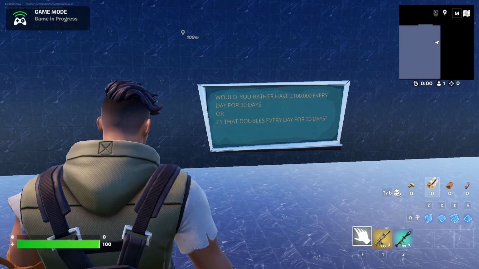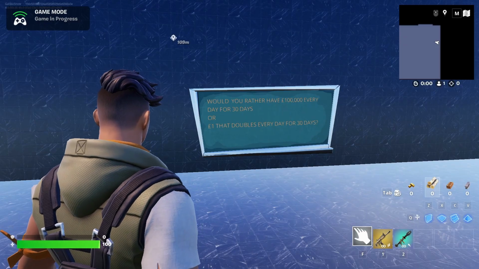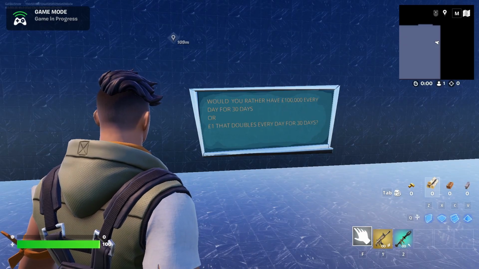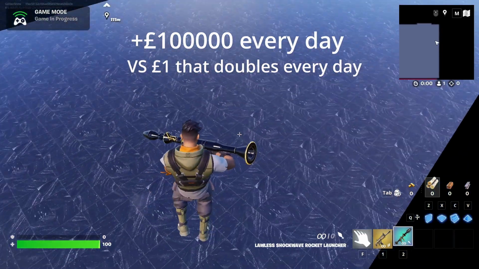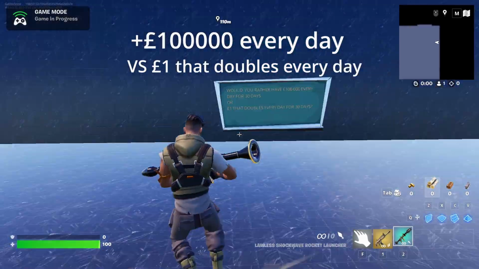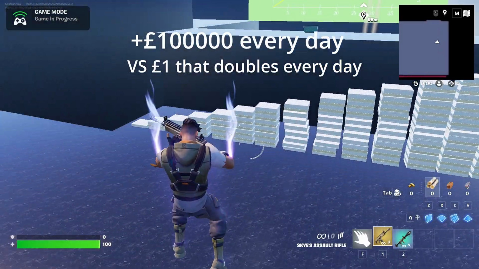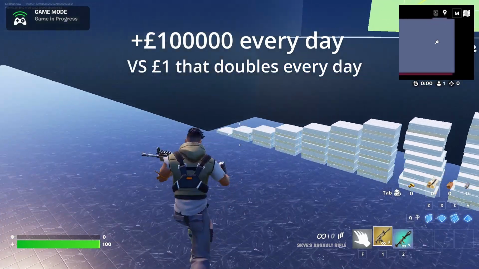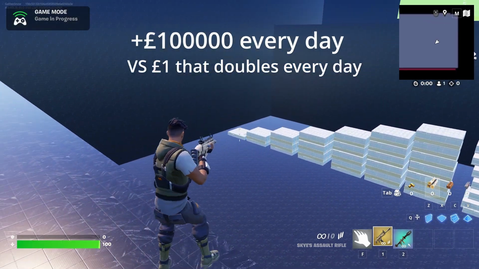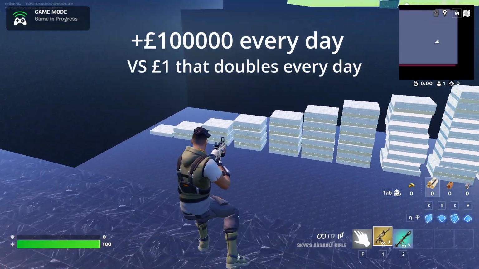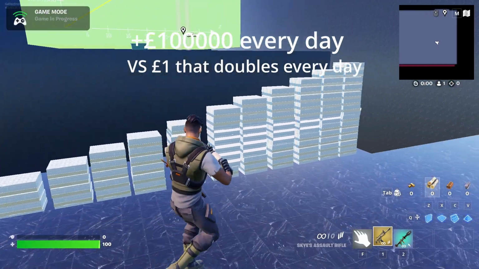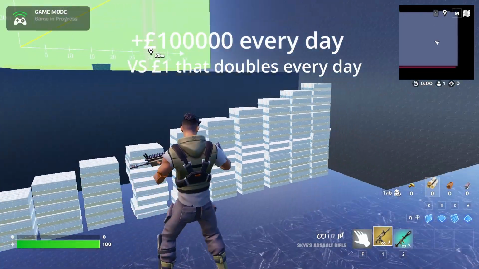Okay, would you rather have 100,000 pounds every day for 30 days, or 1 pound that doubles every day for 30 days? Now, to answer this question, let's calculate the total of each of the options. First I'm going to calculate the 100,000 pounds per day. On the first day I'm going to get 100,000 pounds, on the second day 200,000, third day 300,000, and it goes on. You can see it follows a linear trend.